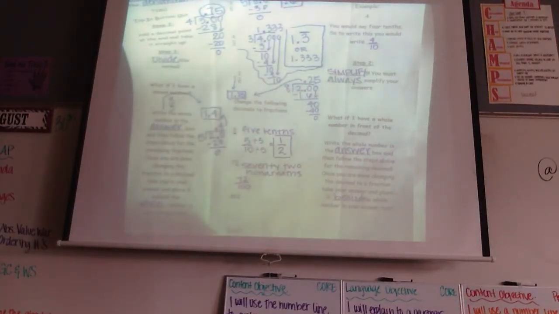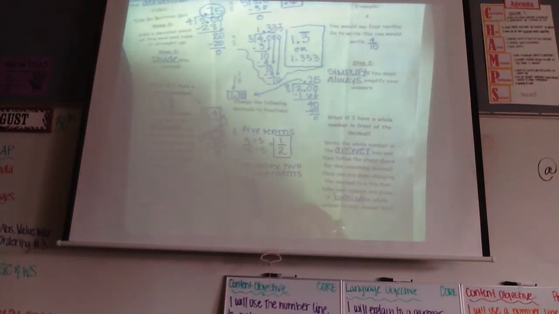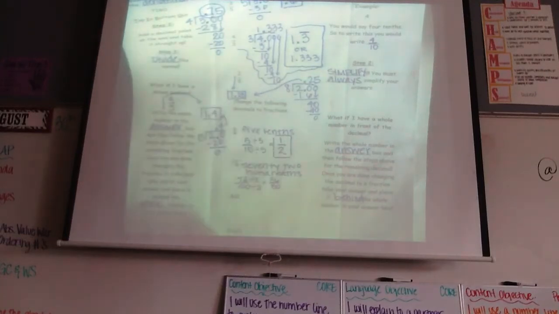And then step 2 is to always, always, always simplify. So I'm going to look at that and I don't really know off the top of my head what the biggest number I can divide into that is. But I do know, because they're both even, ends in a 2, ends in a 0, that I can always divide by 2. So let's start there. Divide by 2, divide by 2. That would be 36 over 50.